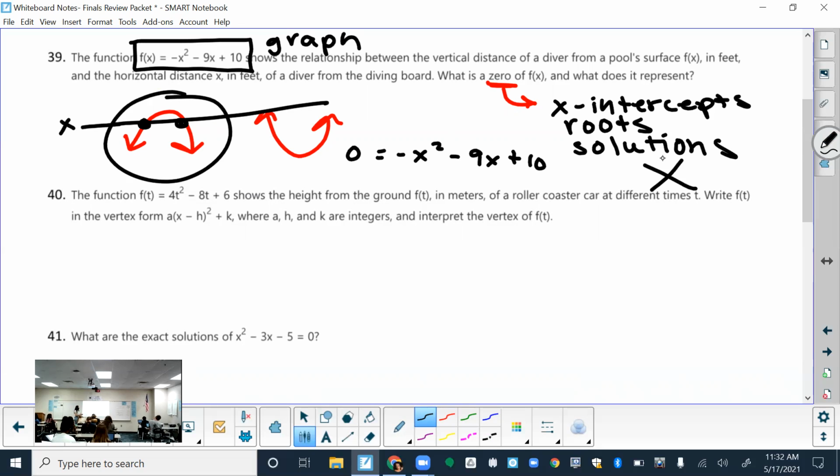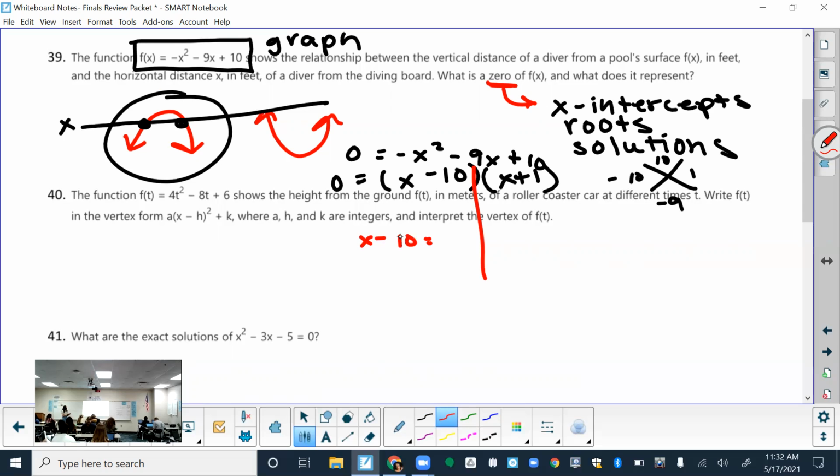If I solve this one by factoring, what are two numbers that multiply to 10 and add to -9? And which one has to be negative? 10. Good. It has to be the 10, because that's how you get it to add to the negative. Then we get x minus 10 times x plus 1. Set each one of these factors equal to 0 and solve for x.